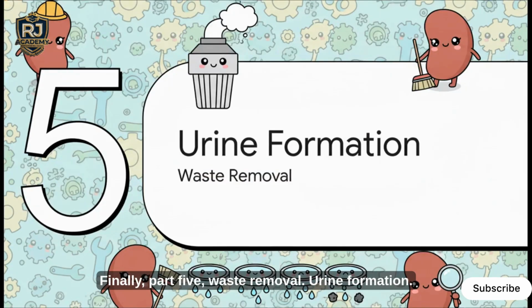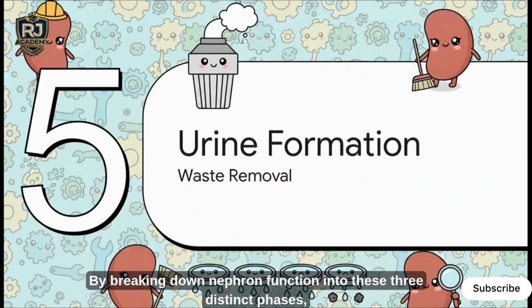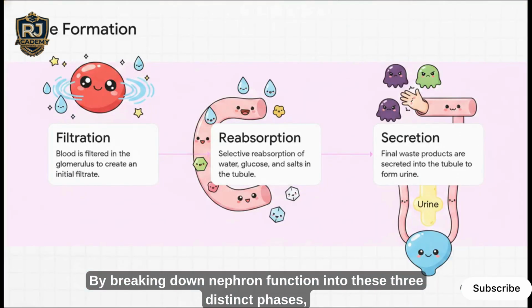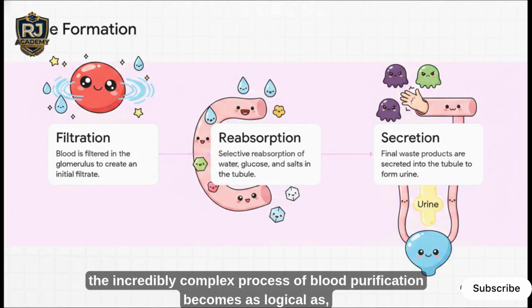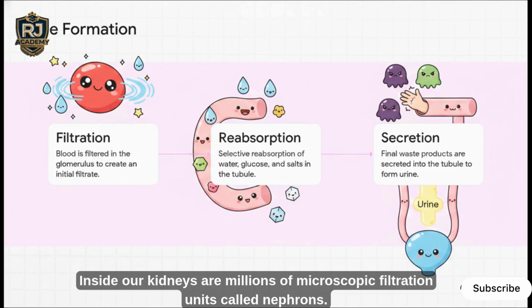Finally, part 5, waste removal, urine formation. Any functioning machine has to clean up its exhaust, leading us to the purely mechanical filtration system of the kidneys. By breaking down nephron function into these 3 distinct phases, the incredibly complex process of blood purification becomes as logical as, well, sorting your recycling. Inside our kidneys are millions of microscopic filtration units called nephrons.